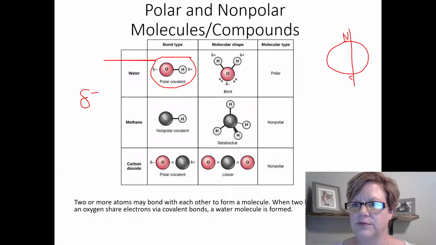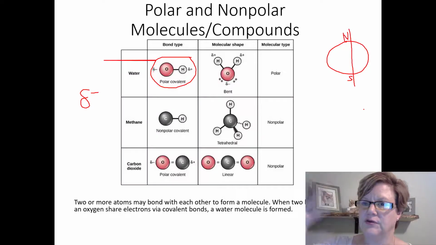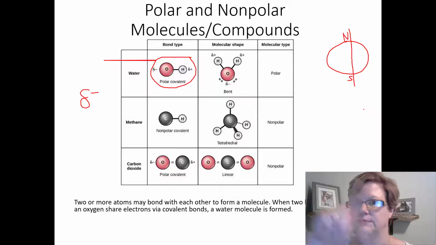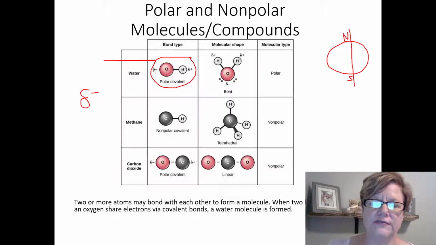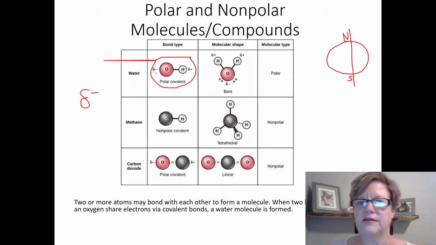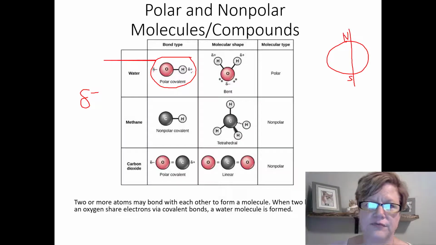I don't know if you know this, but magnetically they're opposite. I can't remember which one is positive and which one is negative, but the poles are opposite. That's why a compass will always turn to one direction. But polar just means opposite ends. And in this case, it means a partial negative area on one end and a partial positive area on the other end. So that's kind of where that term comes from, polar, like polar opposites.